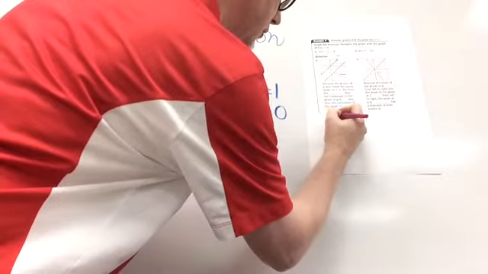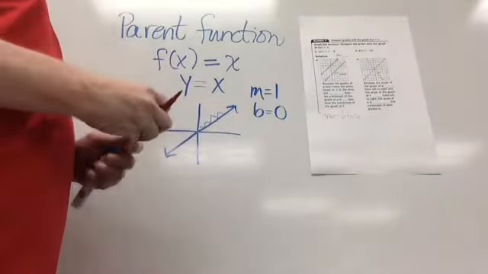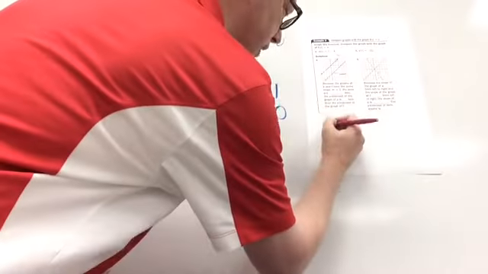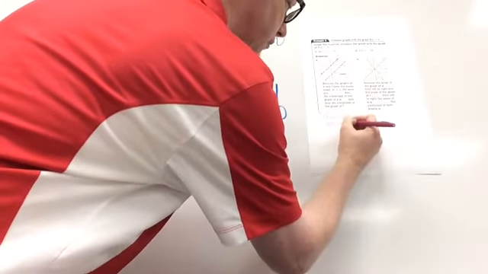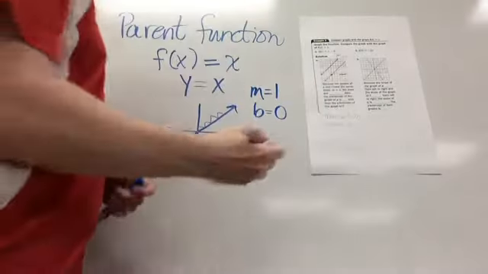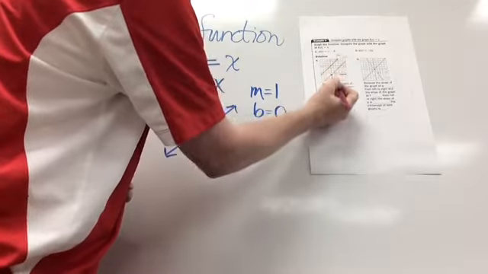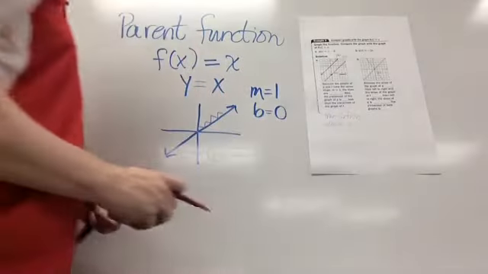So we call that a translation because the only thing that's changing is the y-intercept. And in this case, it would be a translation down 4 because the y-intercept is at -4. So we take this whole line and we just move it down 4 spaces on the y-axis, and we have a translation down 4.